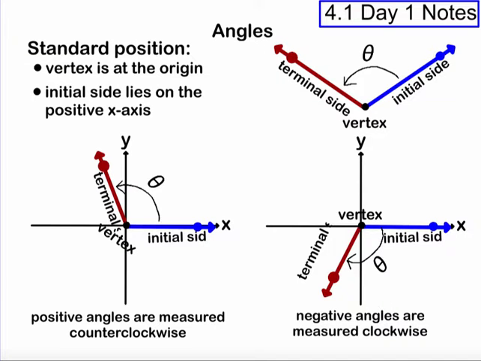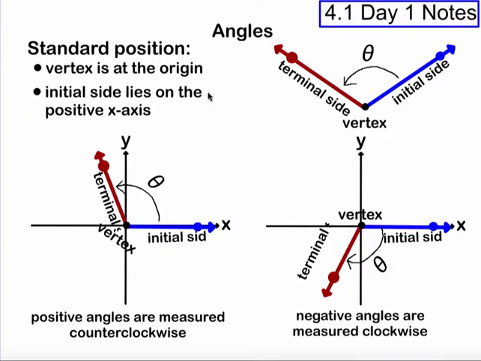So our agenda, we're going to start with lesson 4.1, day 1. And our first slide is going to talk to us about angles and a very important word called the standard position of an angle. So for an angle to be in standard position, there are two portions of the definition. The first thing that you have to remember is that the vertex has to be at the origin.